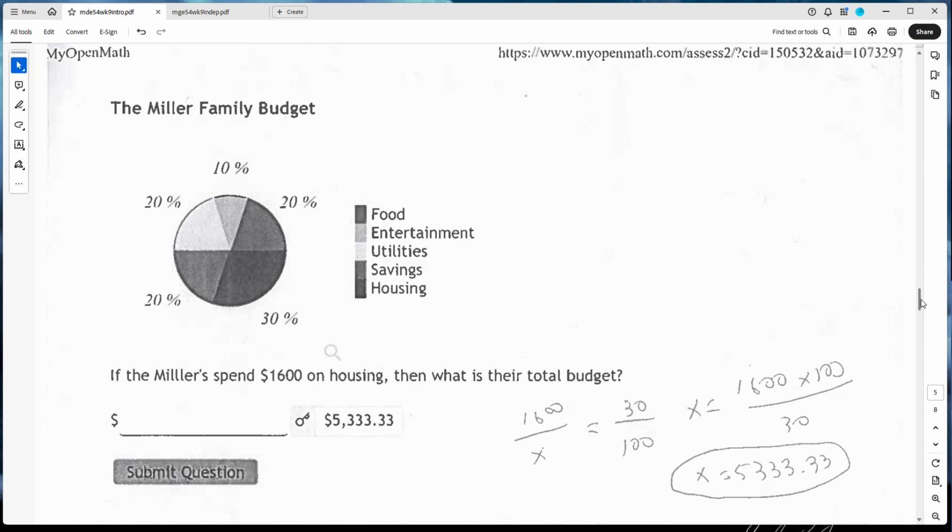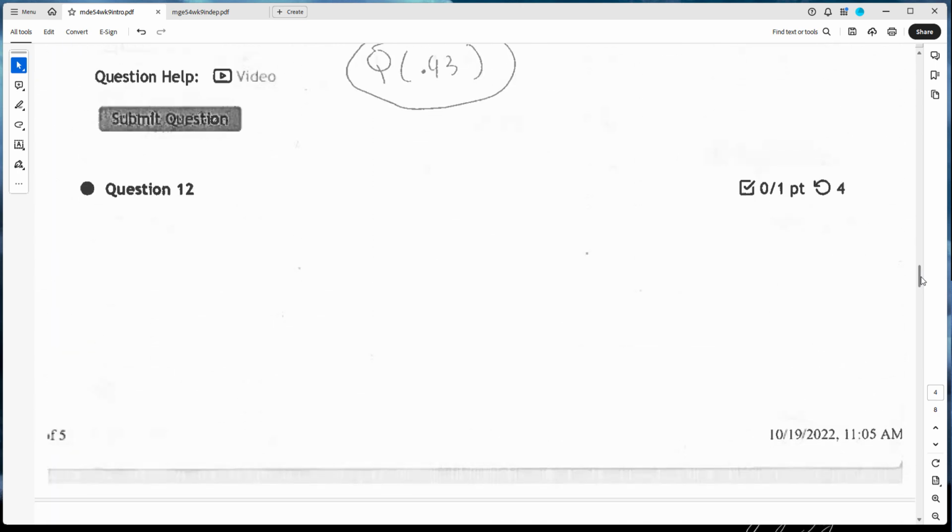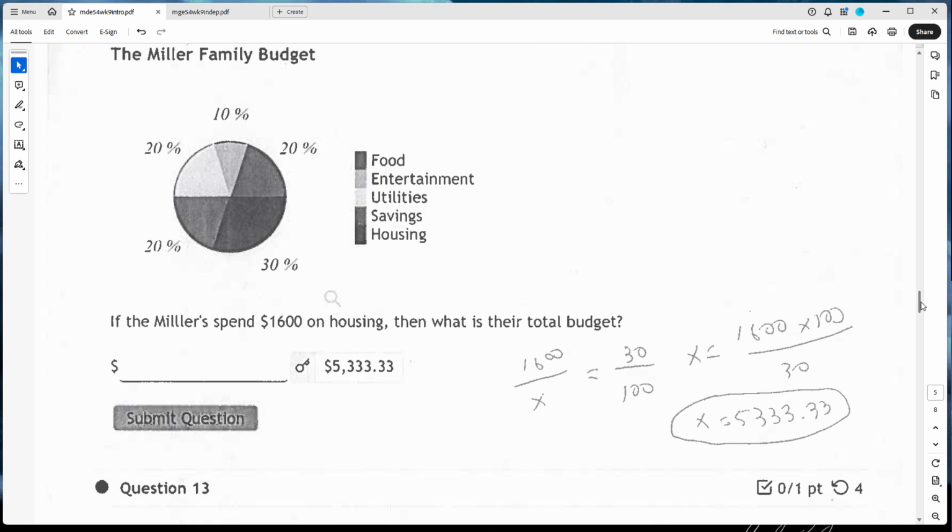This is the Miller budget, and this is number 12. If the Millers spend $16,000 on housing, what is their total budget? From the pie chart, we see that housing represents 30% of their budget. So I set up a proportion here, 16,000 and I have 30 over 100. To find the whole, I can cross multiply and divide, which gives me $53,333.33, and that's the answer there.